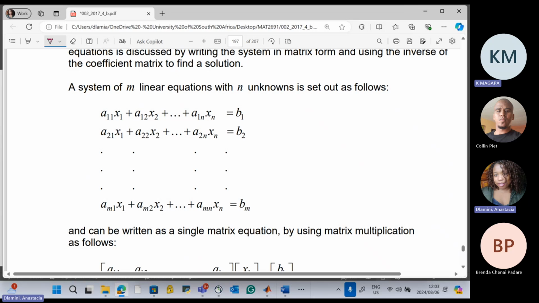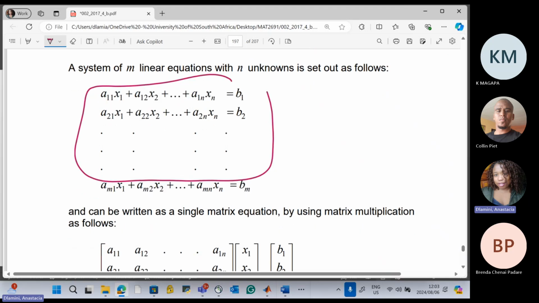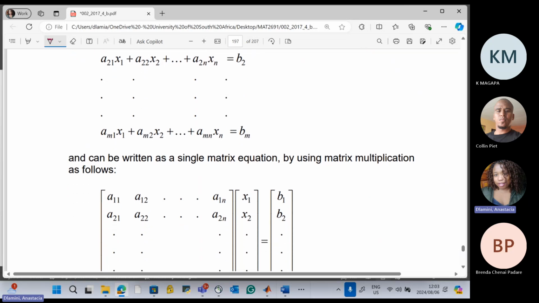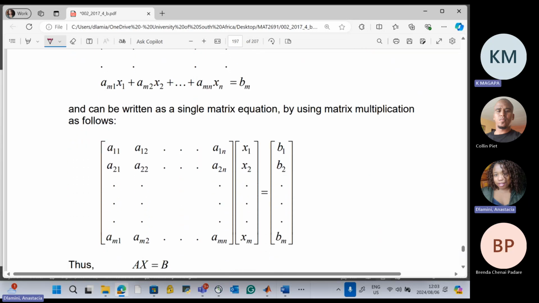Do you see this one? This is a system of equations. This is equation 1, equation 2, equation 3, up to equation m. Now you can rewrite them as a single matrix equation. And this is how you write it. Do you see that, guys?